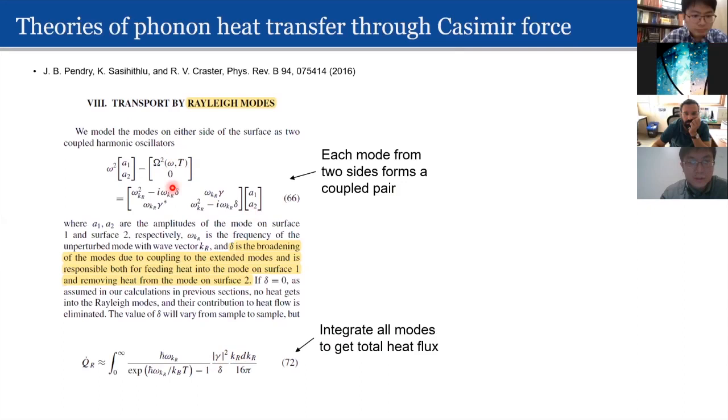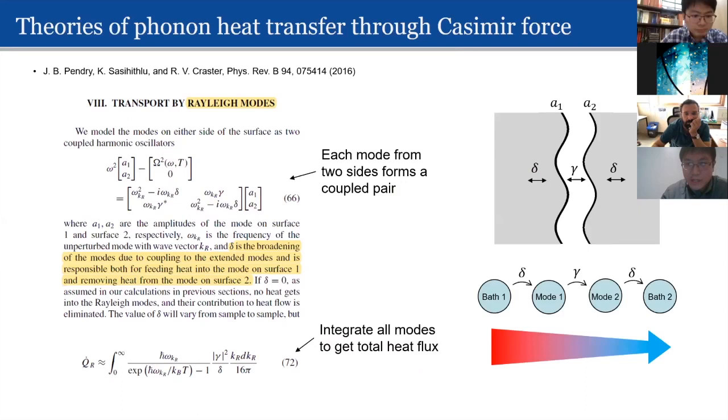So I tried to draw a picture here to give a more visual idea of what it means. The Rayleigh mode is confined to the surface, and it is basically just like a harmonic oscillator. It has a damping term, delta, and the damping term is responsible for getting heat from the heat bath on this side into the surface mode. This mode is coupled to the other side through gamma, and then removes the heat through the delta term again. So the bath goes to surface mode one, then dumps to the other side, and then dumps the heat. So basically, we are applying the same model here. I will come back to these slides again because they are very useful.